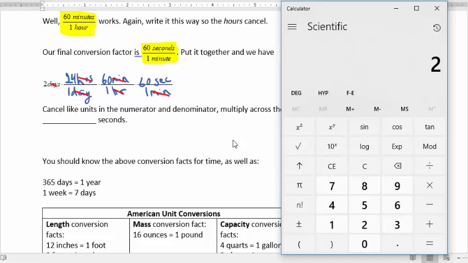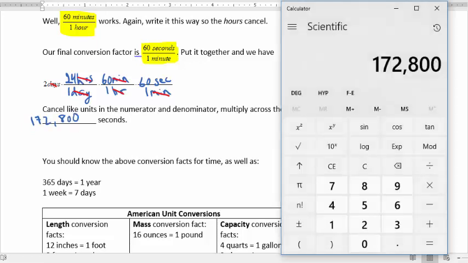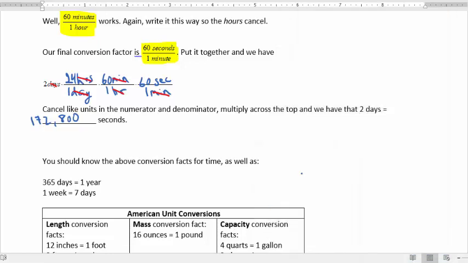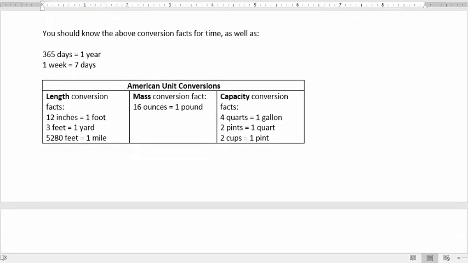So I multiply 2 times 24 times 60 times 60, and I'd end up with 172,800. So there are 172,800 seconds in 2 days. All right, you just multiply across the numerator. 2 times 24 times 60 times 60 equals 172,800. And that's how you're going to do all these things, right? You're going to try to create conversion factors to cancel out units.